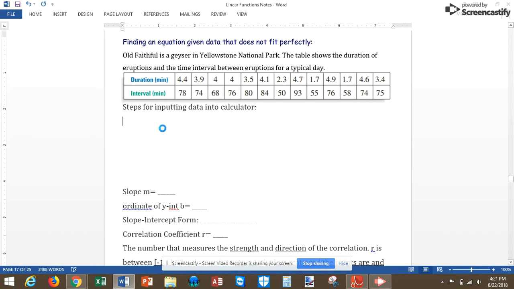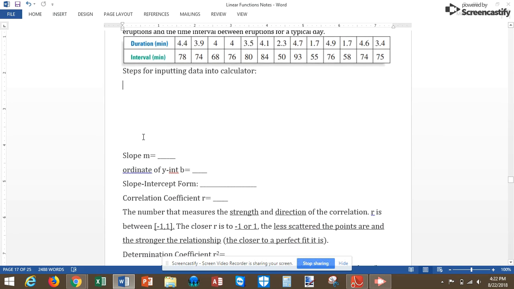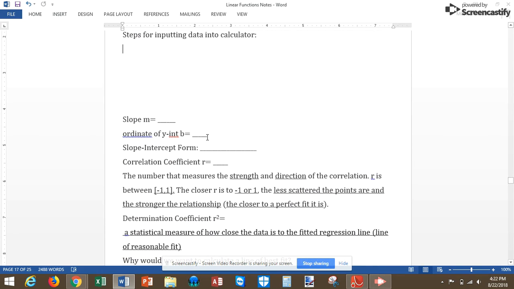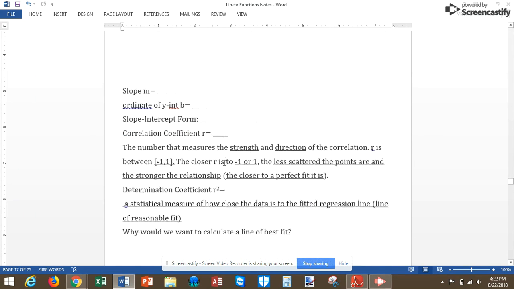So go ahead, write those steps right here. Go ahead, rewind the video if you need to. Write the steps in a way that you can remember how to do this. And then fill out these blanks.